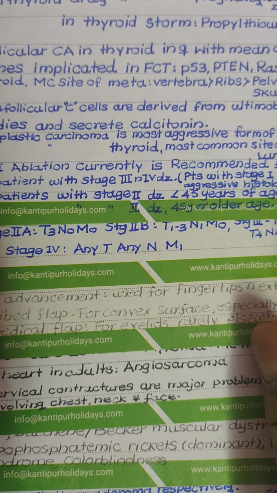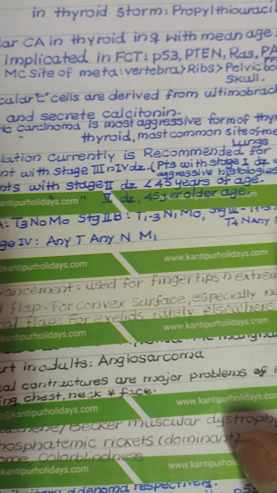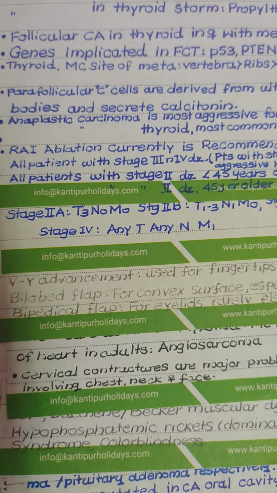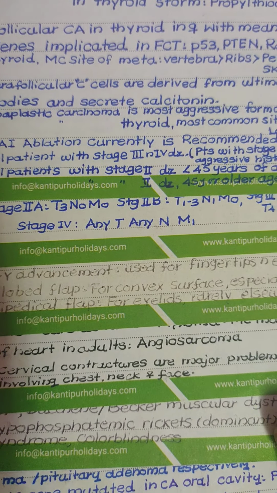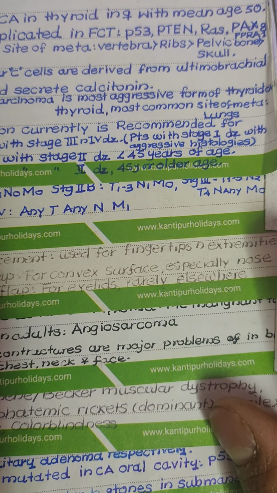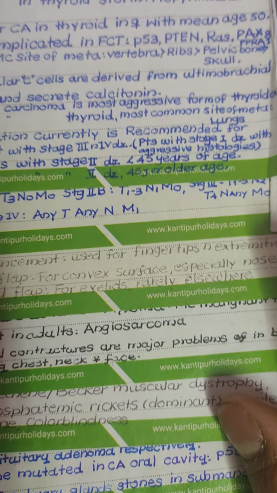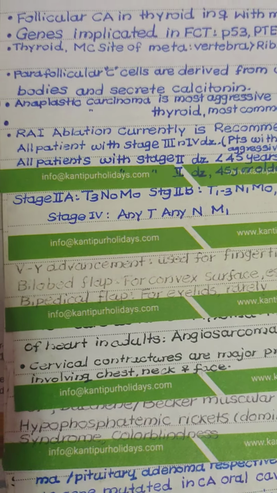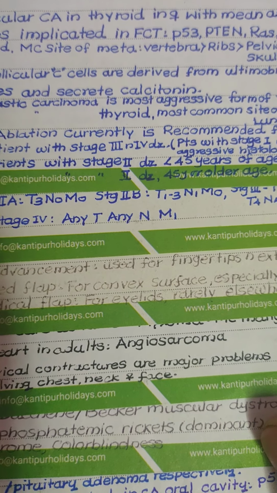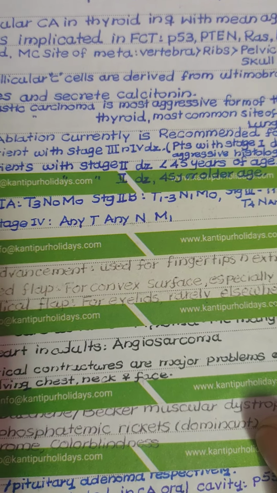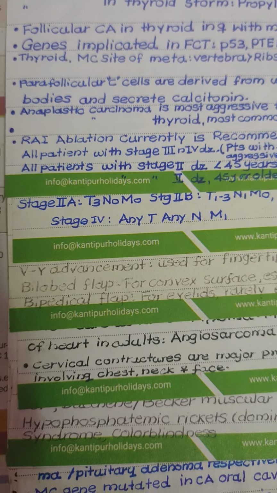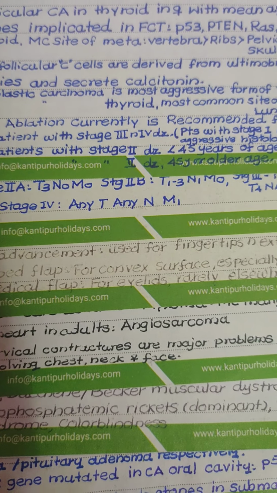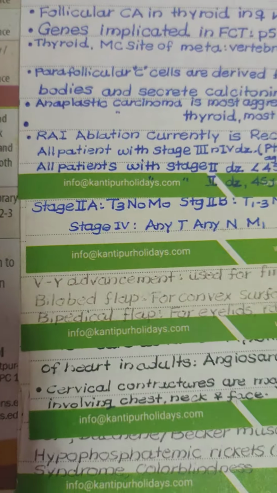Radioiodine ablation currently is recommended for all patients with stage 3 and 4 disease, patients with stage 1 disease with aggressive histologies, all patients with stage 2 disease less than 45 years of age, and all patients with stage 2 disease 45 years or older.